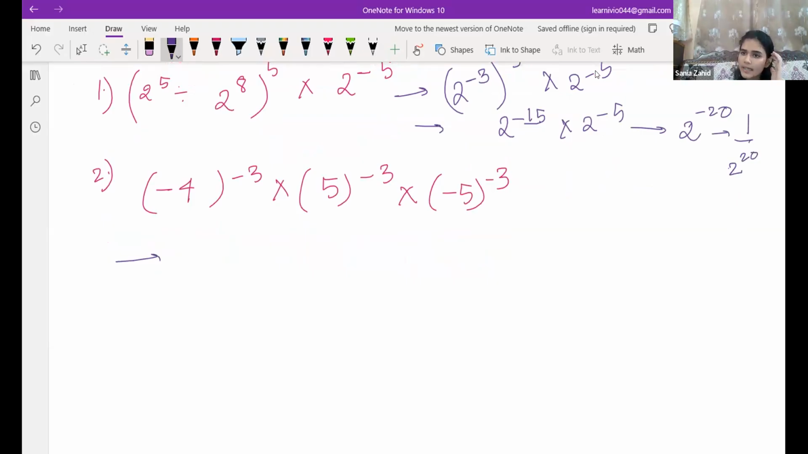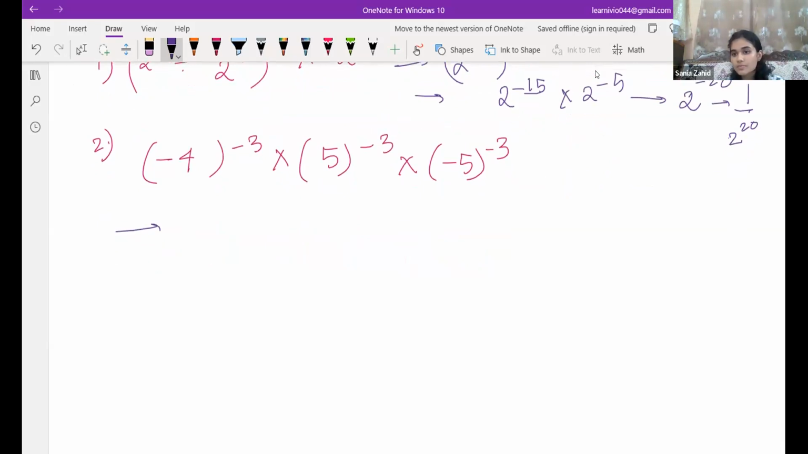The second one, Harmeen and Kumar. Let Kumar tell. Kumar did not tell in the previous one also. Kumar, you will tell me the second one now. Ma'am, first I multiplied 4 into 5, so I got minus 20. Then we added minus 3 plus minus 3, which is equal to 0.